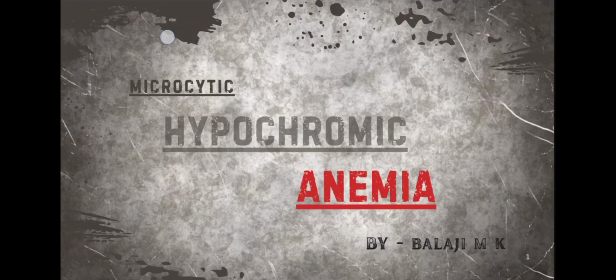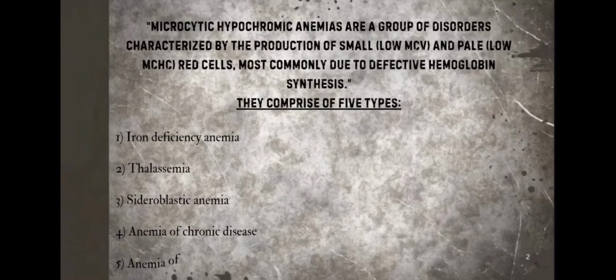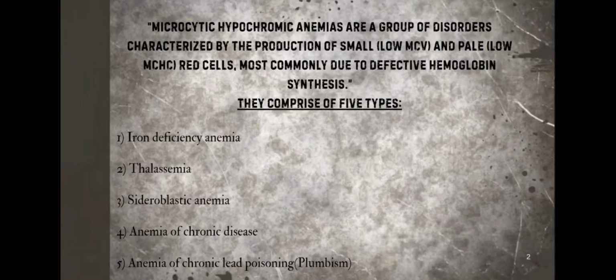Microcytic means RBCs are reduced in size. Hypochromic means RBCs are pale in color. Microcytic hypochromic anemias are a group of disorders characterized by the production of small and pale red cells, most commonly due to defective hemoglobin synthesis.